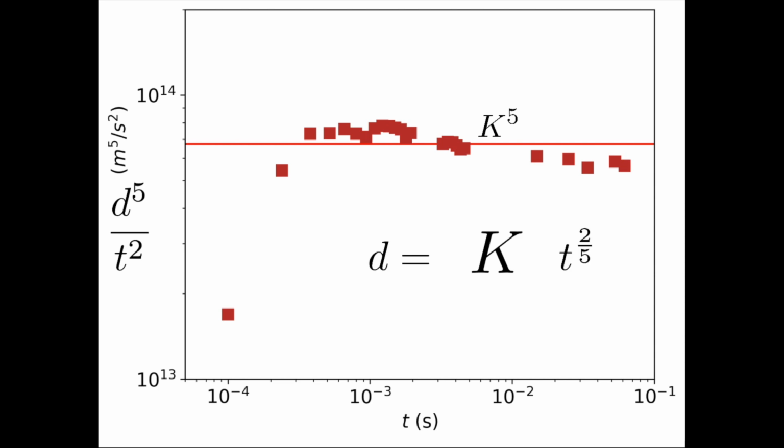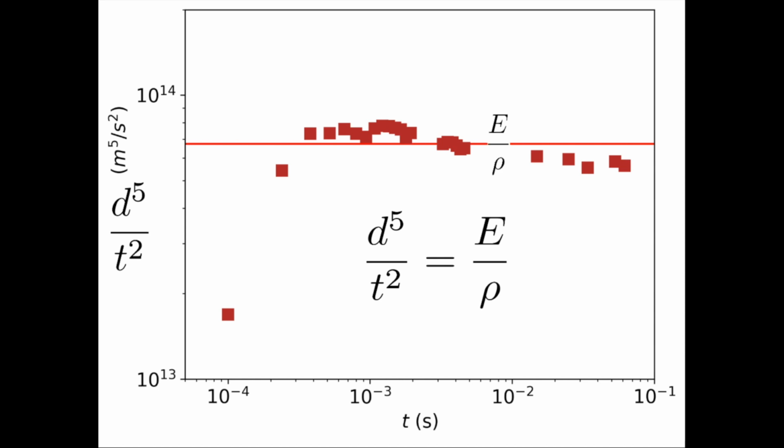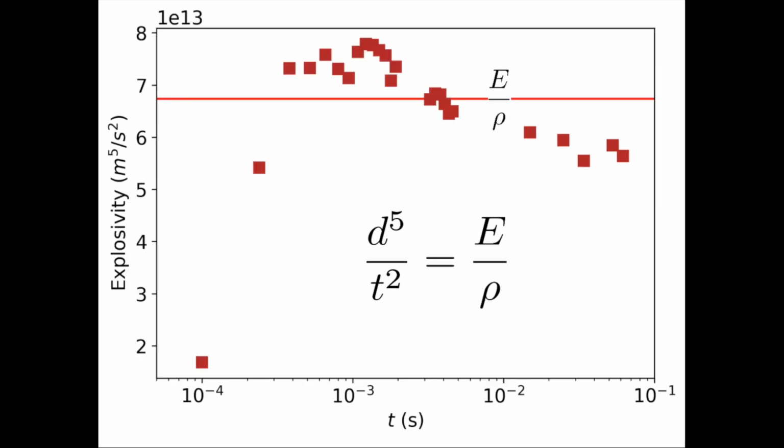According to Taylor, this prefactor is connected to the ratio of energy and density. Taking the fifth power and rearranging the equation, we see that the constant explosivity k^5 should be equal to the mechanical ratio E divided by rho. The dimensions of the constants E and rho are such that the ratio is a constant explosivity. If we use a linear scale for the explosivity axis, it becomes quite clear that the instantaneous explosivity is only approximately constant. It slightly deviates from the ratio of energy and density put forth by Taylor.